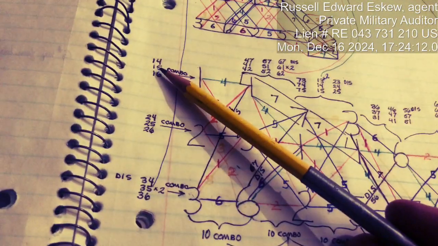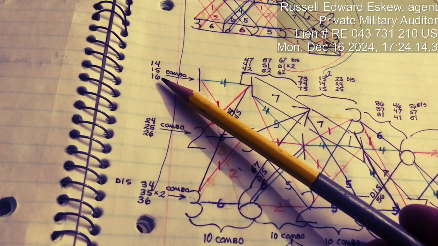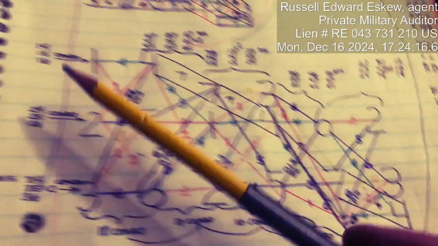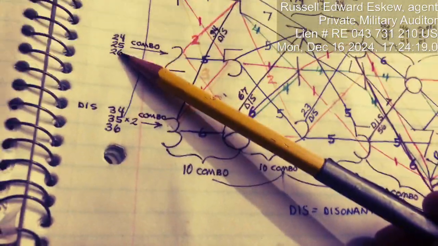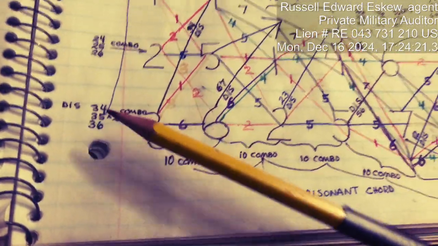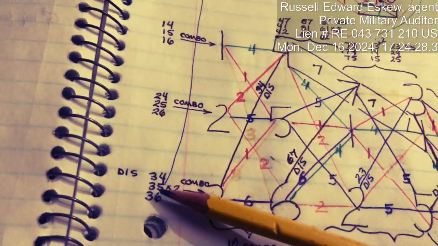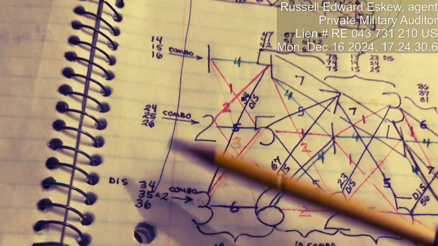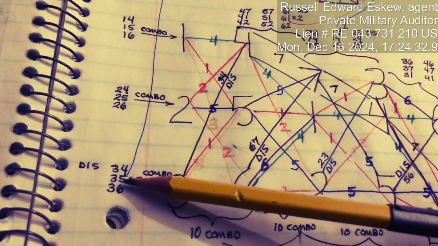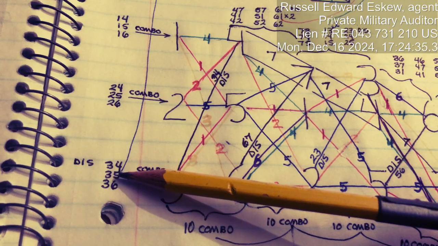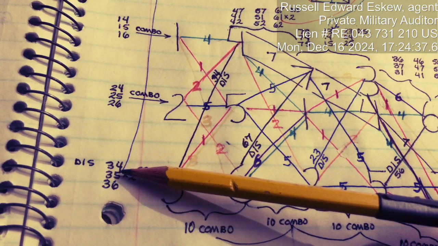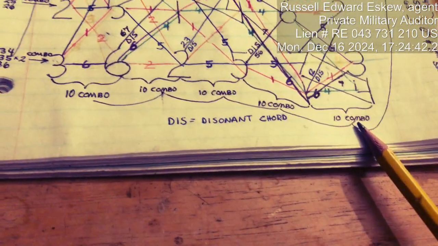Wondering where this 36 came from. So here's 1, 2, 3, 4, 5, 6, 7, 8, 9. 9 times 6, that's where it is. Here's a set of 3, because each string has 9 combinations. That would be the 50.